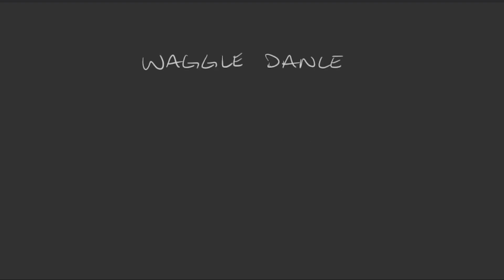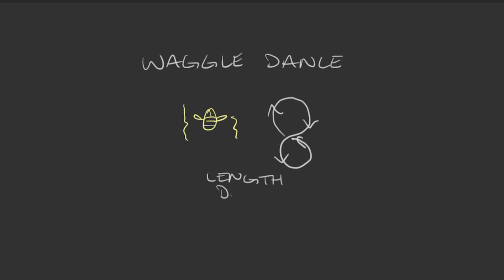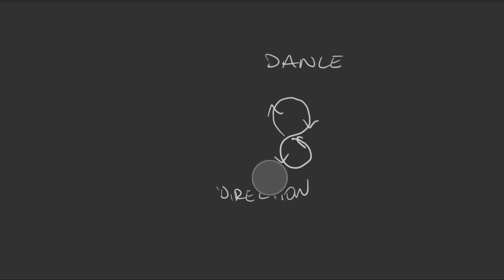The dance is a figure eight consisting of two movements, the waggle run and the return phase. The waggle run is where the bee shakes its body, or waggles, as it moves forward. After a specific length and time, the bee returns to its original position to repeat the dance. The main communication of the bees is found in the length and the direction of the waggle run.